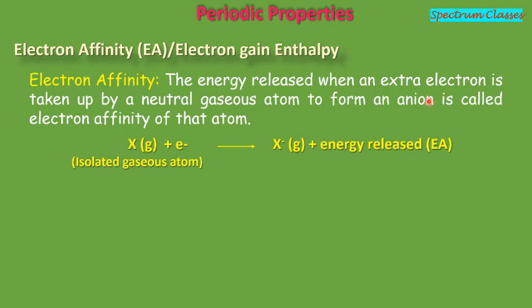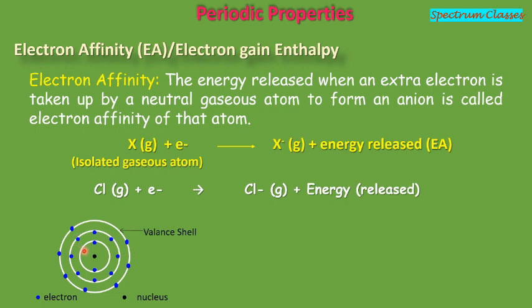This can be determined indirectly through the Born-Haber cycle, and the unit of electron affinity is kilojoules per mole or electron volts per atom. This can also be explained by taking the example of the chlorine atom. Here chlorine is in its isolated gaseous state. If we add one electron to this chlorine atom, it acquires a negative charge and forms a chloride ion, and in this process some energy is released, which is known as its electron affinity.